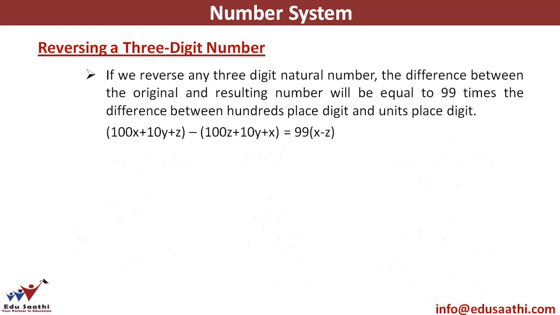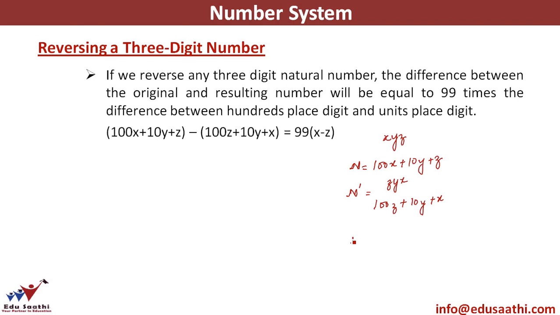Reversing a 3-digit number. If we reverse any 3-digit natural number, the difference between the original and the resulting number will be 99 times the difference between the hundreds place digit and the units place digit. Similarly, if I have xyz, I will write the number as 100x plus 10y plus z. I am multiplying the digit with the place value. A number formed by reversing the digits: reversing, I always write the number from back to front. It will be z, y and x, which will be 100z plus 10y plus x.